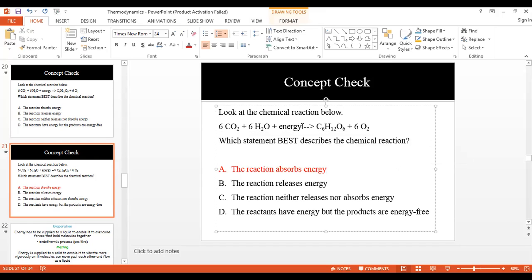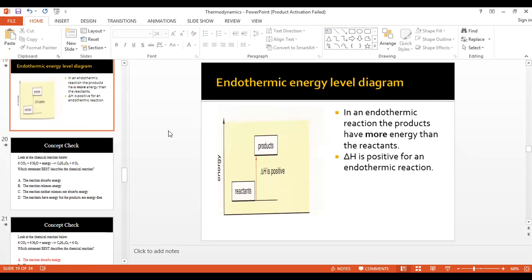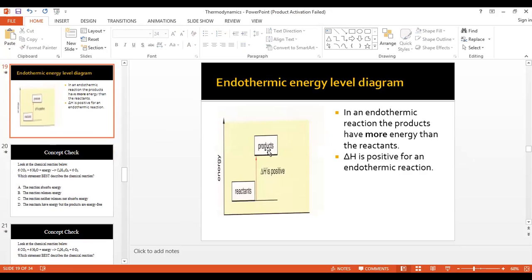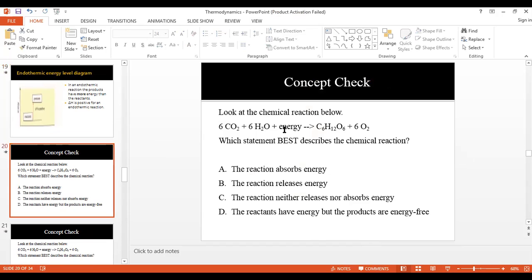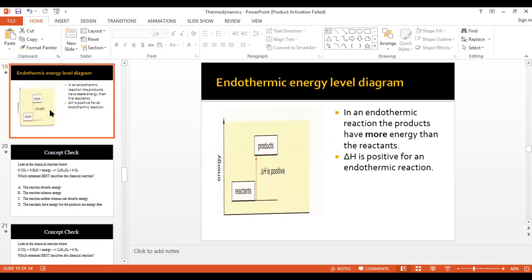So see this diagram again, please. This is endothermic. See, the product is on the top. How do you know this equation is endothermic? Because energy is written on the reactant side. Yesterday we practiced this: when energy is written on the reactant side, we call it an endothermic reaction. So for endothermic we have this diagram. Any problem? No. Okay.